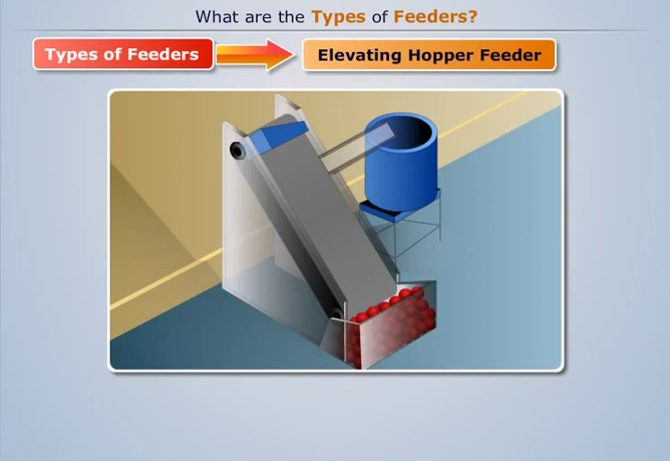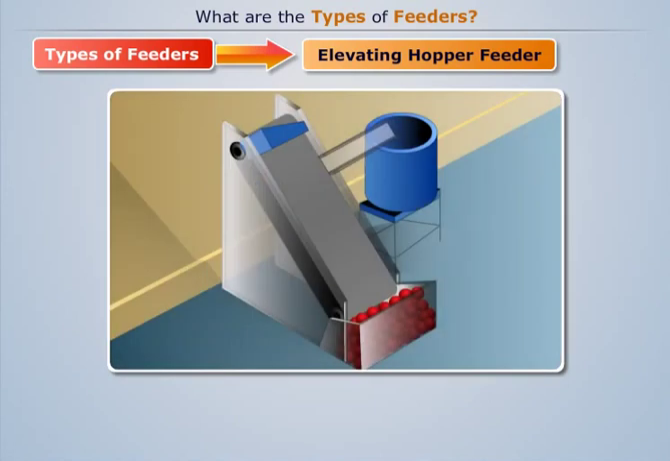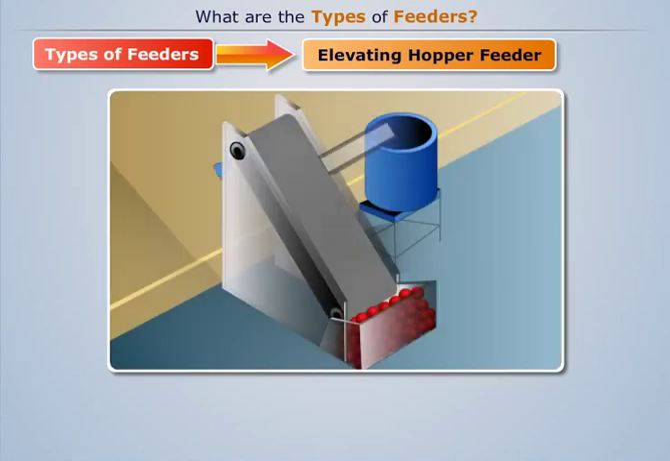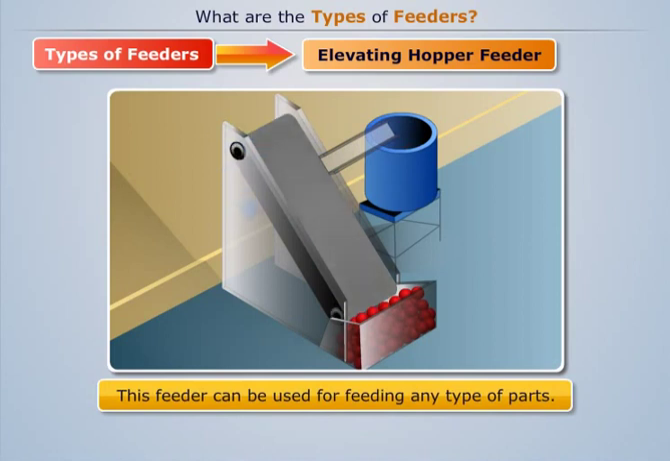Elevating hopper feeder. It consists of a very large hopper with inclined sides. An endless conveyor belt fitted with selector ledgers, which are designed to accept parts only in a specific orientation, lifts up parts from the lowest point in the hopper to a given height where they fall off from the ledgers into the delivery chute. Parts inside the hopper are pushed to the lowest point of the hopper with the help of an agitating device fitted to the base. This feeder can be used for feeding any type of parts.